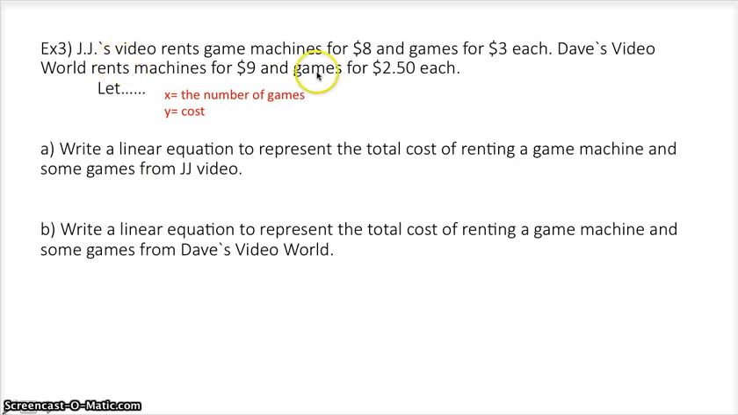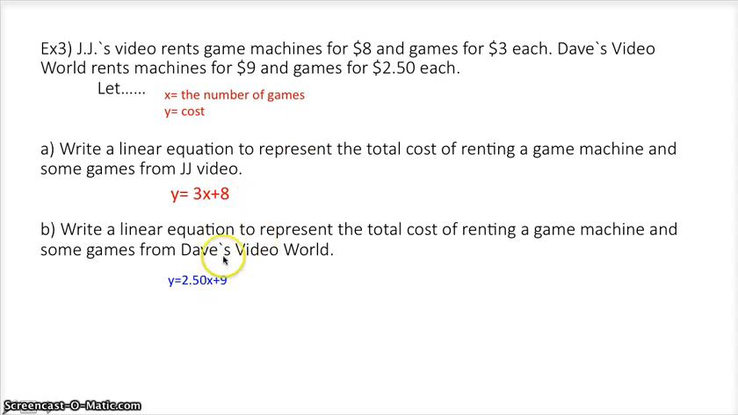So if we look back at this, we're looking at the first sentence. 8 is constant. 3 is going to be times the number of games that we rent. So we can see that our equation will be y equals 3x plus 8. Part B, write a linear equation to represent the total cost of renting a game machine and some games from Dave's World. So try that. And now hopefully you came up with y equals 2.50x plus 9.